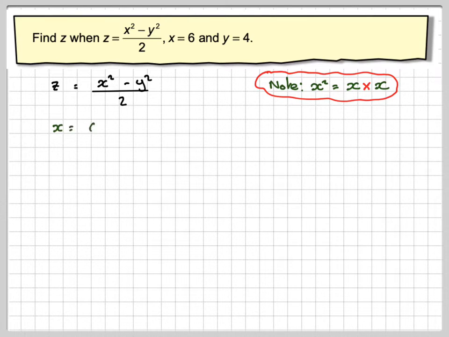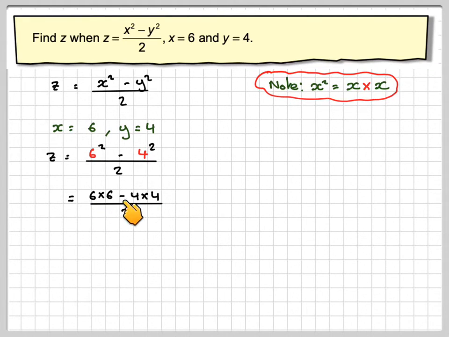So if we've got x is 6 and y is 4, we're going to get that z is going to be equal to 6 squared minus 4 squared, over 2. And as we said, 6 squared is 6 times itself, so that will become 6 times 6 minus 4 times 4, over 2. You do multiplication before subtraction, so that's going to give you 6 times 6, which is 36, minus 4 times 4, which is 16, divided by 2.